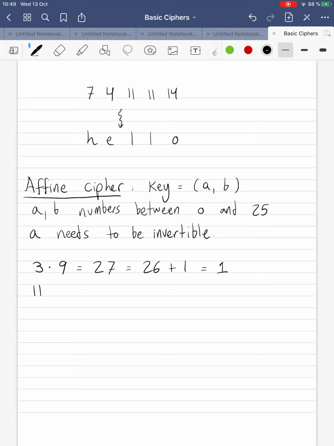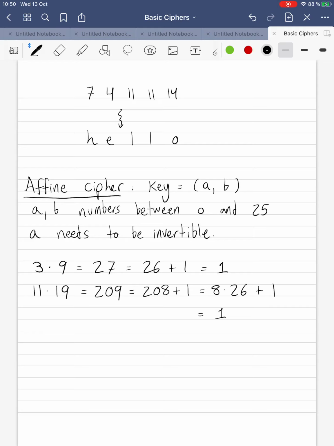For example, if we take 11 times 19, I don't know this off the top of my head, but I did it beforehand. This gives 209, which is just 208 plus 1. And 208 is equal to 8 times 26. Since 26 is 0, this is just equal to 1. So 11 is the inverse of 19, and 19 is the inverse of 11.